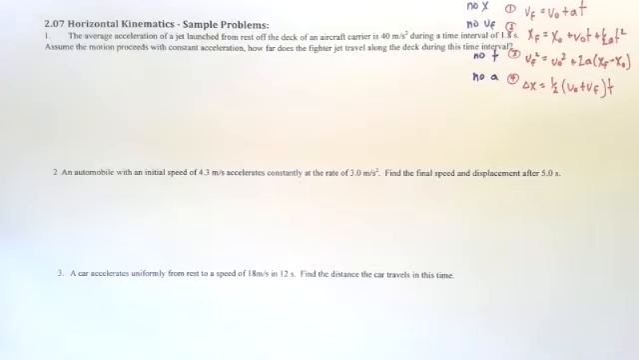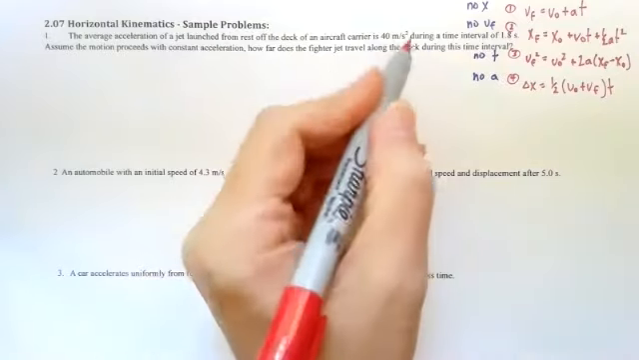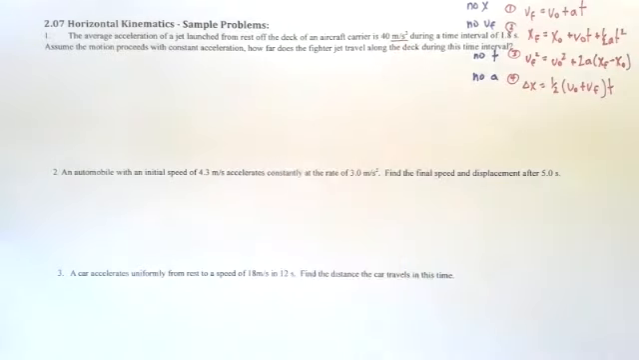So to start off with, look at problem 1. You're going to want a variable bank. And the problem reads, the average acceleration of a jet launched from rest off the deck of an aircraft carrier is 40 meters per second squared. Let's talk about that right now. I have meters per second squared, and that's a tip-off.